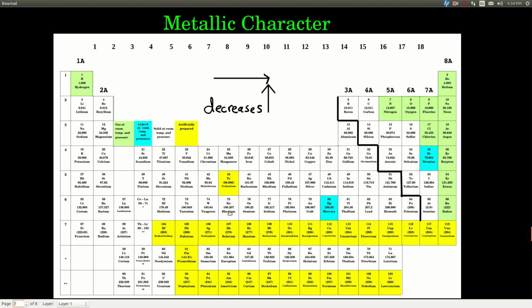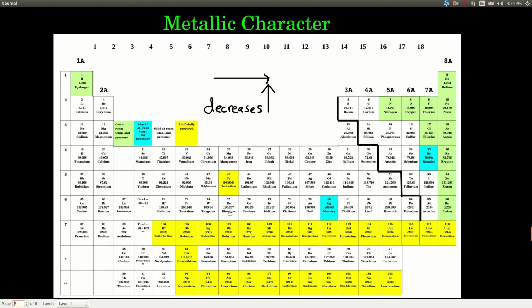Metallic character is the next periodic trend. This is how much it acts like a metal. What do metals do? Well, they tend to be shiny, tend to be able to bend them, pull them into wires. They conduct electricity, they conduct heat. And the more something acts like a metal, the more metallic character it has.